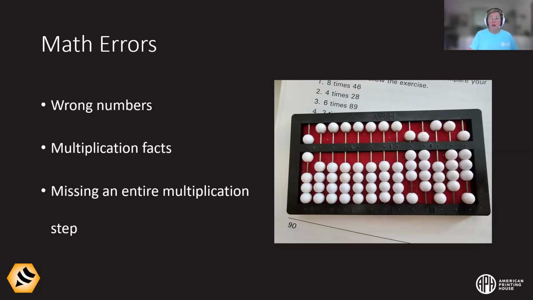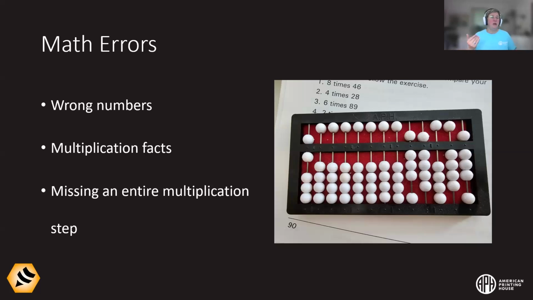Now, for math errors, having actual wrong numbers. Are they efficient about setting the numbers on the beads the correct way? Another math error in multiplication is they just don't know their multiplication facts, or they are really shaky on certain ones. And so that's why they're getting the problems wrong. And missing an entire multiplication step. While this is sort of Abacus problem, sort of math problem, recognizing that you should have an estimate of what your answer should be should help your student realize that they've missed an entire step of multiplying. So they should be able to estimate their answers. That's in the standards as well, that they should be able to estimate their answers.